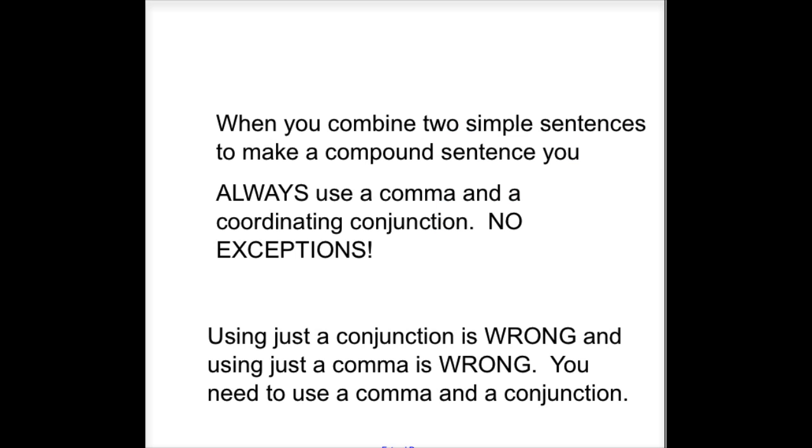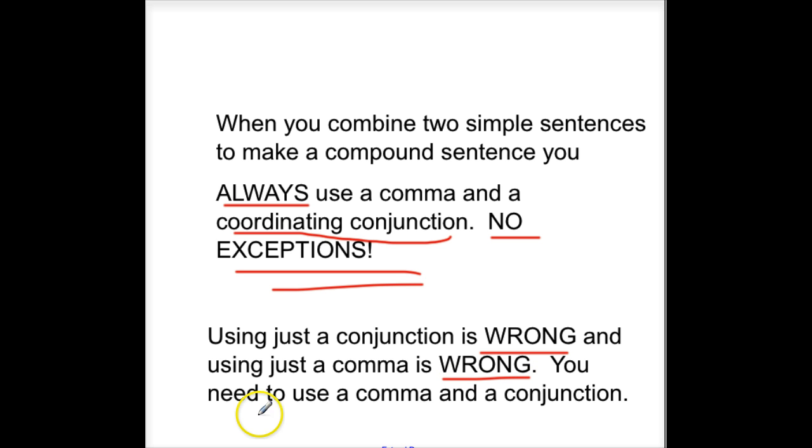When you combine two simple sentences to make a compound sentence, you always, always, always have to use a comma. Always. Use a comma and a coordinating conjunction. This is kind of cool. There are no exceptions to that rule. Rare for the English language, but no exceptions to that rule. Using just a conjunction is wrong. Using just a comma is wrong. You need, must, always, no exceptions. Use a comma and a conjunction.